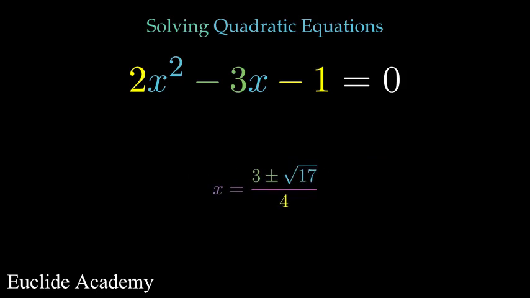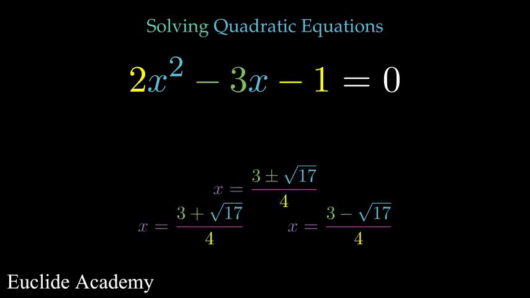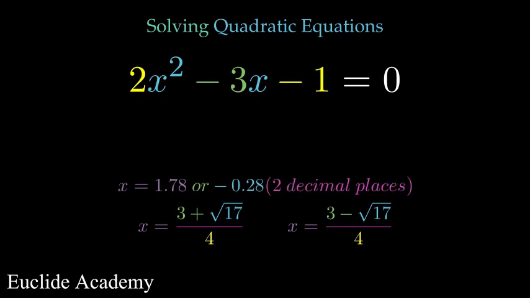Now you've noticed we have plus or minus, which means we have to solve this equation in 2 ways. Number 1, where we have a minus, and number 2, where we have a plus. So our equation is going to have 2 answers because we have a plus and a minus. So let's solve for everything, and we get x is equal to 1.78 or negative 0.28. That is to 2 decimal places. So that is how you solve a quadratic equation using the quadratic formula.